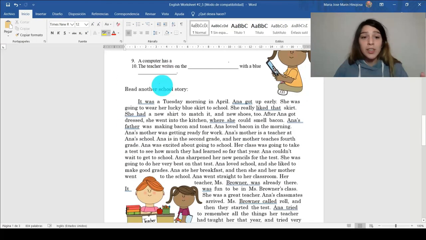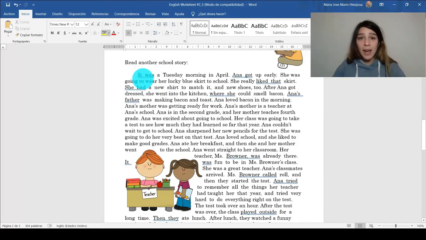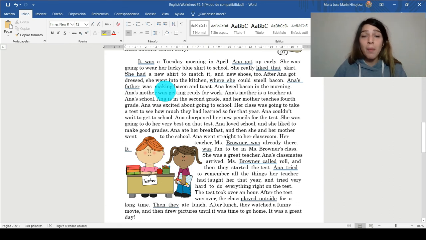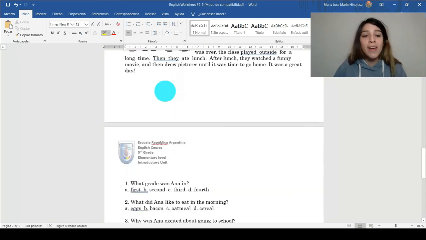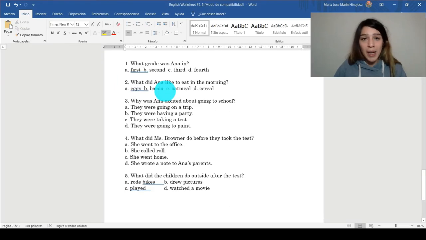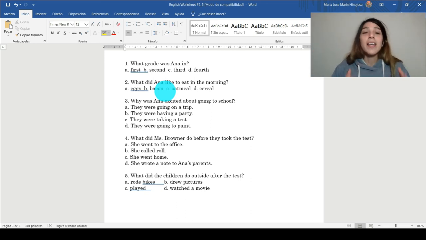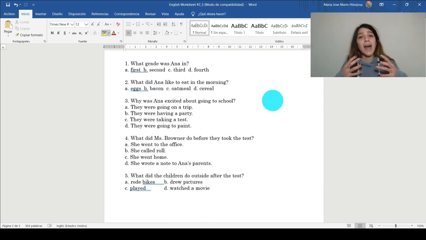Tu tarea de aplicación es aplicar las estrategias que acabamos de ver en este segundo texto. Recuerda que solo vas a buscar las palabras que no conoces. Una vez que ya reconociste las palabras y sacaste la información general, ¿qué quiere decir cada párrafo o qué quiere decir cada idea? Vamos a buscar información específica. Y aquí vamos a responder las preguntas de alternativa. Y para responder estas preguntas, vas a ocupar las mismas estrategias que ocupaste en los textos anteriores.